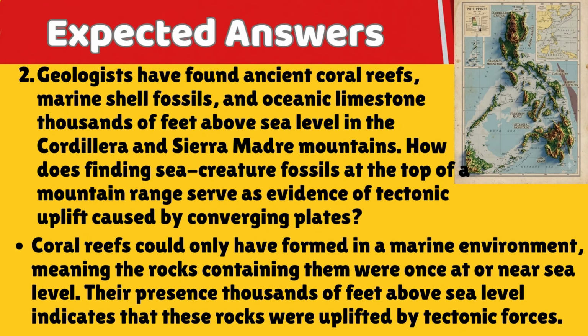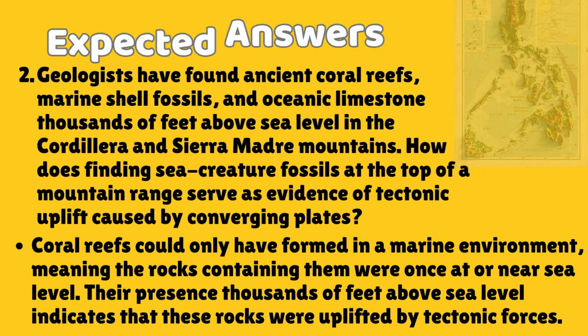Geologists have found ancient coral reefs, marine shell fossils, and oceanic limestone thousands of feet above sea level in Cordillera and Sierra Madre mountains. How does finding sea creature fossils at the top of a mountain range serve as evidence of tectonic uplift caused by converging plates? Coral reefs could only have formed in a marine environment, meaning the rocks containing them were once at or near sea level. Their presence thousands of feet above sea level indicates that these rocks were uplifted by tectonic forces.